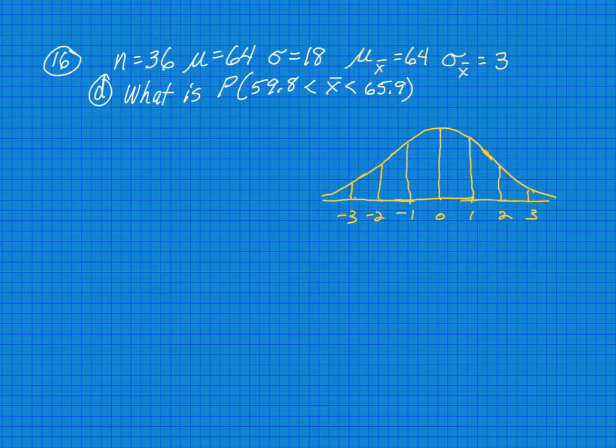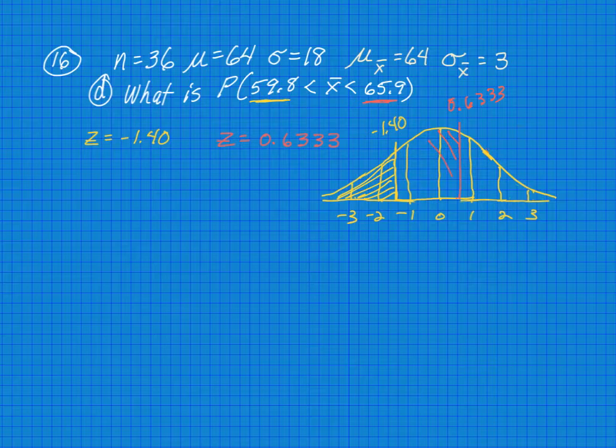So now we have two values to work out. We need to find the z-score of 59.8, and we also need to find the z-score of 65.9. We are looking at a z-score of negative 1.4, and that's the area to the left. And a z-score of 0.633, and there's the area to the left of that.